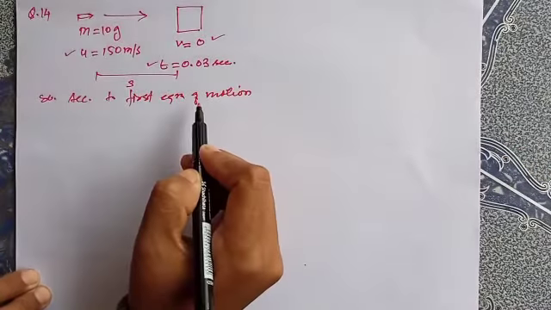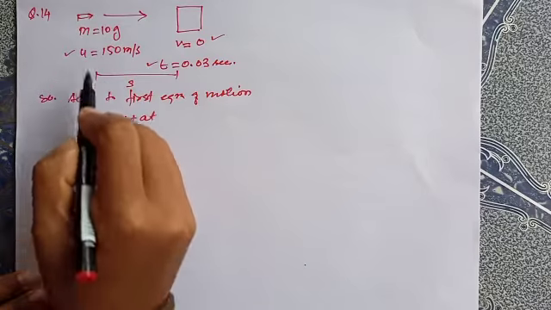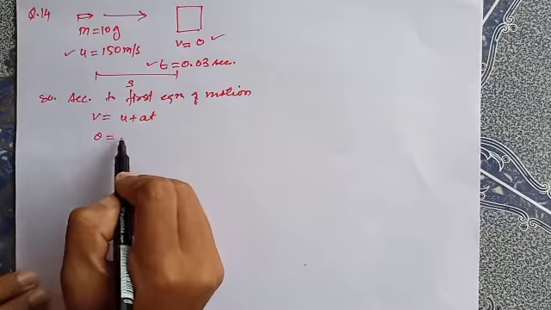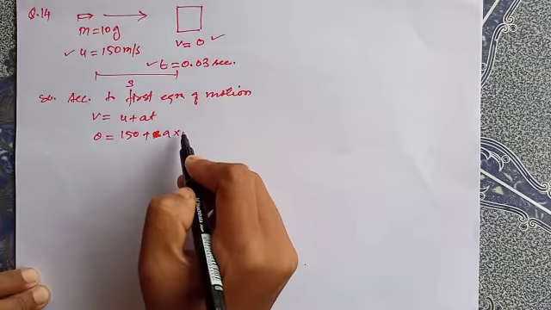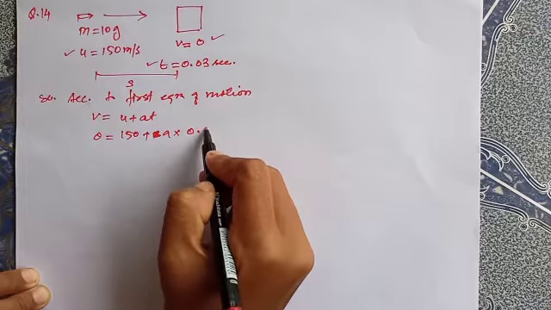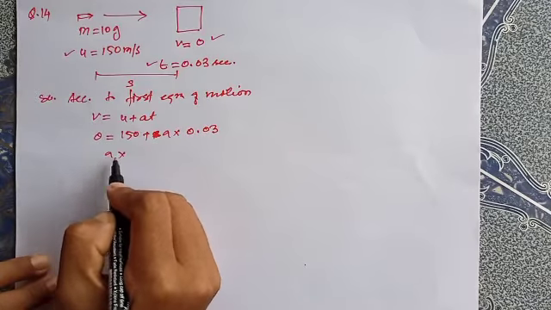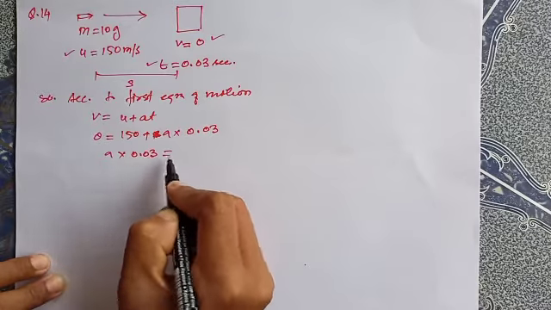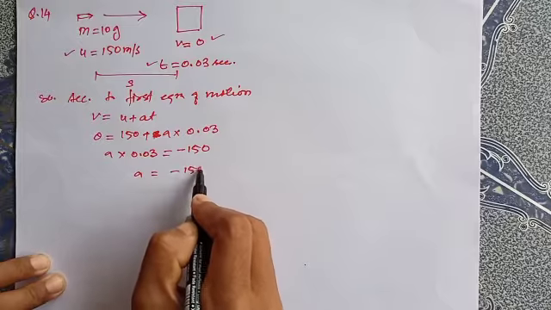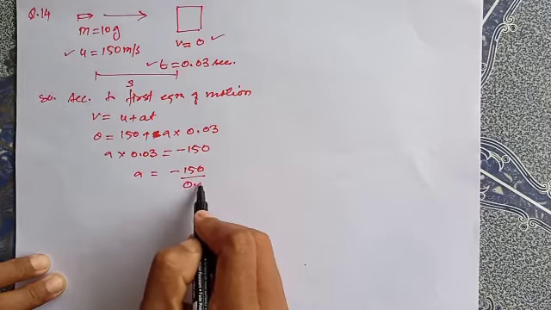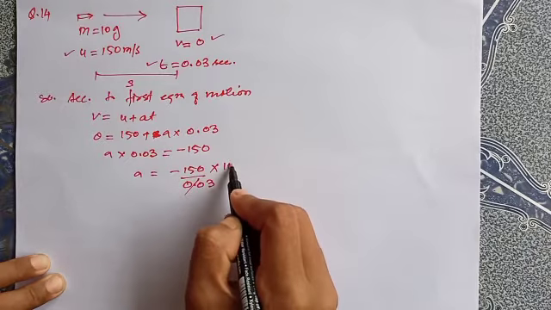So we can use the first equation of motion. So v is equal to u plus at. Now v is 0 and u is 150 plus a into time is 0.03 seconds. On rearranging the sides, we get a into 0.03 is equal to minus 150. Now a is equal to minus 150 by 0.03. So in order to remove this decimal, we shall multiply with 100.